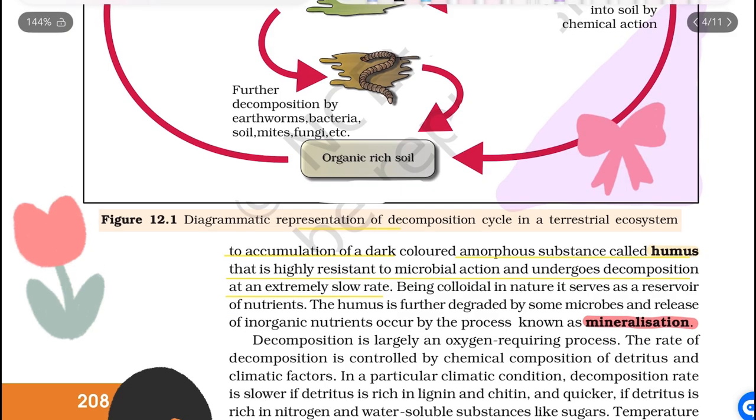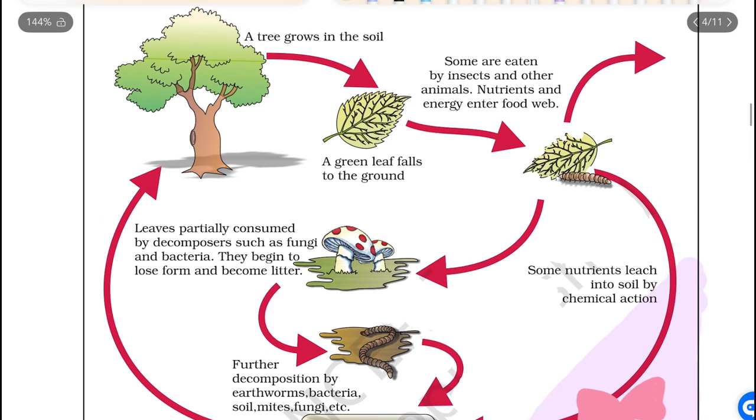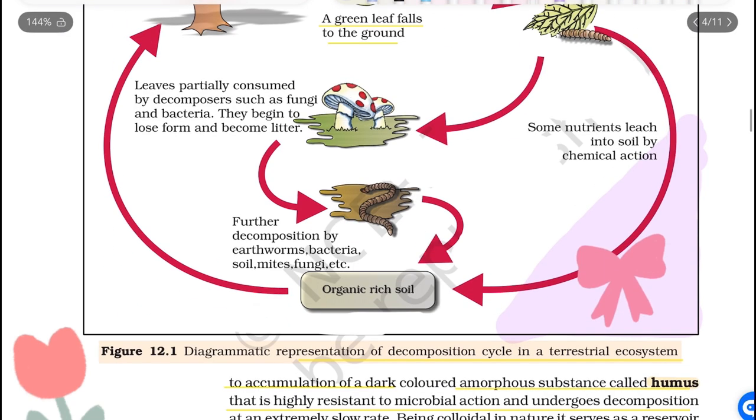Here's the diagrammatic representation of decomposition cycle in a terrestrial ecosystem. Firstly, a tree grows in the soil. The next step is a green leaf falls to the ground, and then some are eaten by insects and other animals. Nutrients and energy enter the food web after eating by caterpillars or insects. The next step is some nutrients leach into soil by chemical action. So this is organic rich soil.